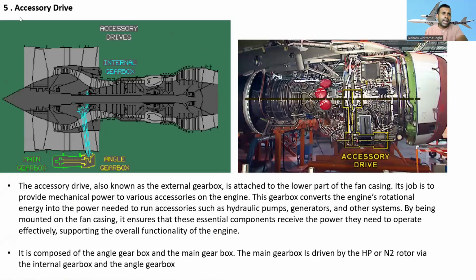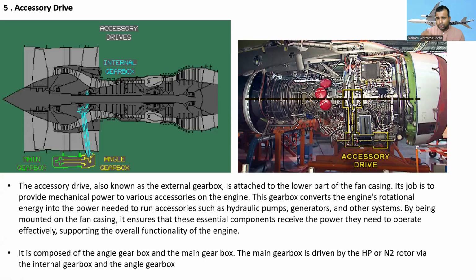Okay, next go to the accessory drive. You can see here is the accessory drive. Here is the angle gearbox, right? The accessory drive is connected to the fan case. You can see the rear picture. Here is the accessory drive or gearbox. The accessory drive, also known as the external gearbox, is attached to the lower part of the fan casing. Its job is to provide mechanical power to various accessories of the engine.